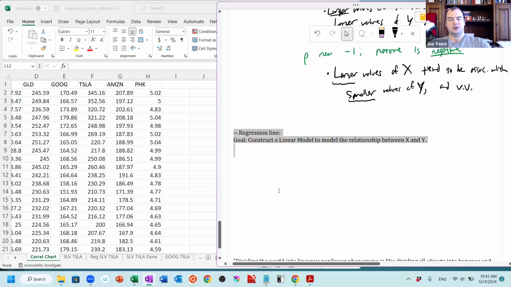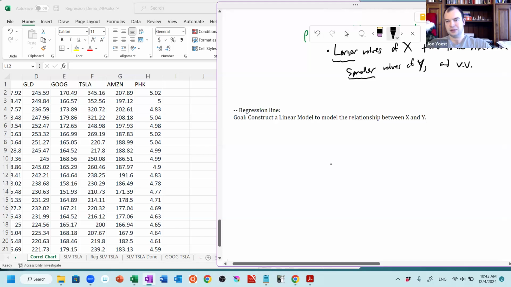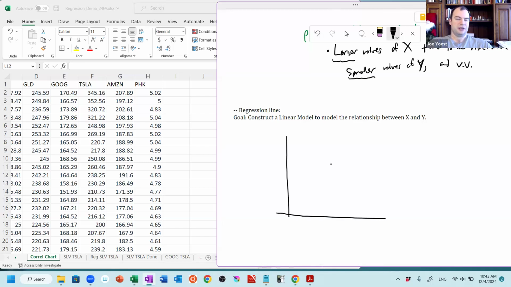Okay, so what is regression then? We discussed this idea of correlation. What about regression? The goal of performing a regression analysis or finding a regression line is to construct a linear model to help model the relationship between X and Y. Here's our idea: let's suppose that I have a scatter plot of some data for X and Y, and suppose that I look at the correlation and it does seem that there is a high degree of linear relationship between the two variables.